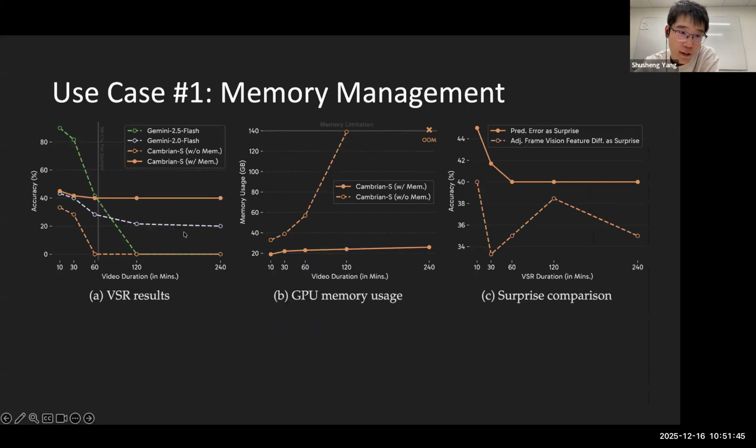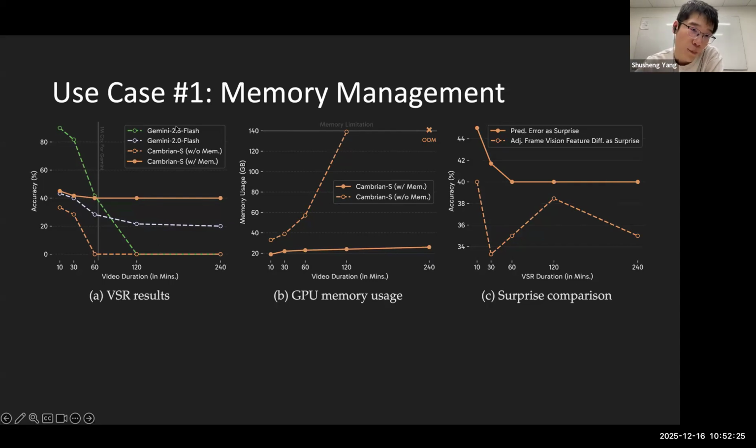So these are the results. We evaluate our memory framework on the VSI-SUPER recall task. From left to right is the comparison between our framework and Gemini models, and also our models with memory or without memory, where we apply different surprise implementations. So let's delve into the detail. First, we compare our results, Cambrian-S with memory, with Gemini 2.0 and Gemini 2.5 Flash.